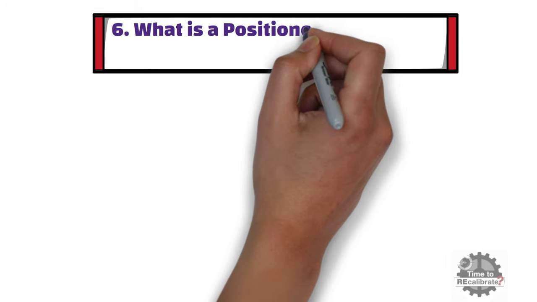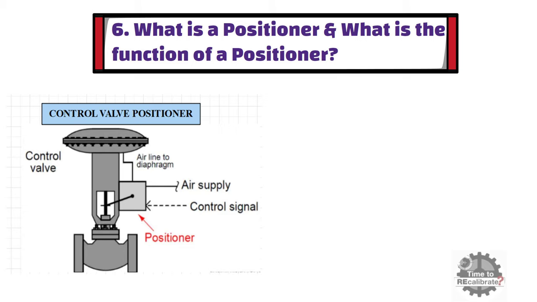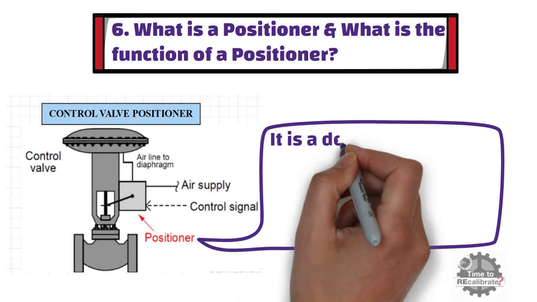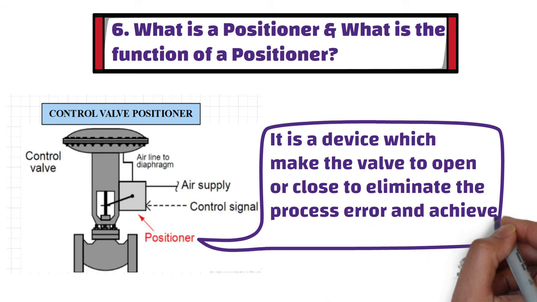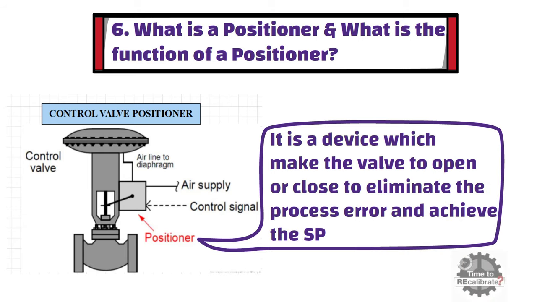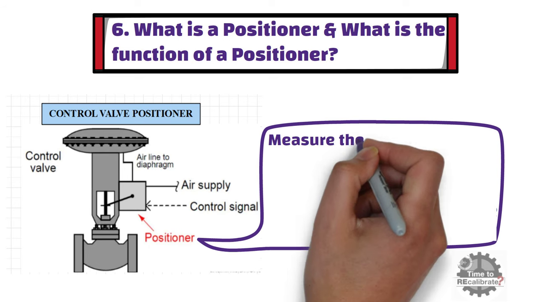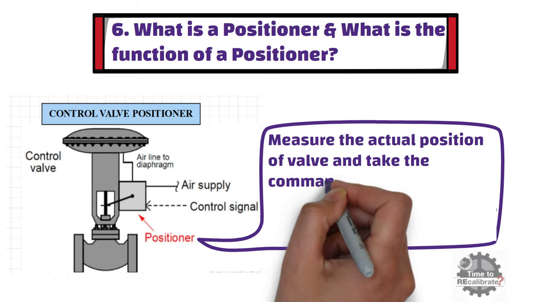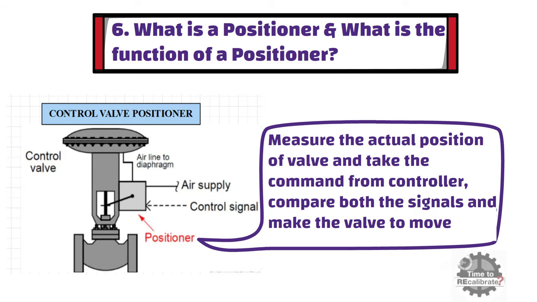The sixth most important question is, what is a positioner, and what is the function of a positioner? Positioner is a device which makes the valve open or close to eliminate the process error, and achieve the set point by generating input signals. The function of positioner is to measure the actual position of valve and take the command from controller, compare both the signals and make the valve move either in open direction or close direction to correct the process error.